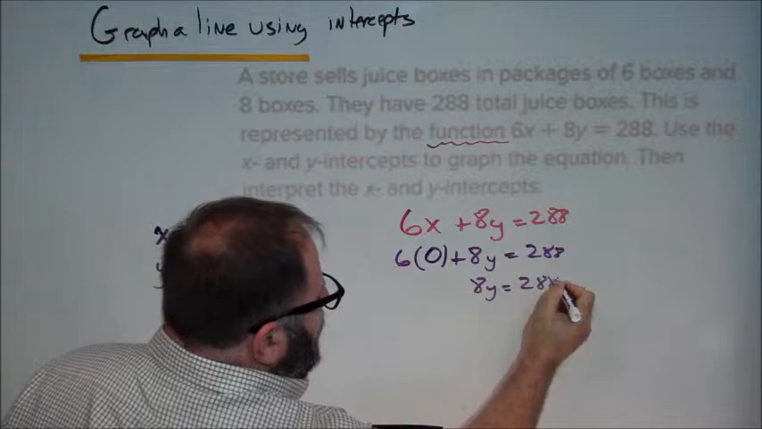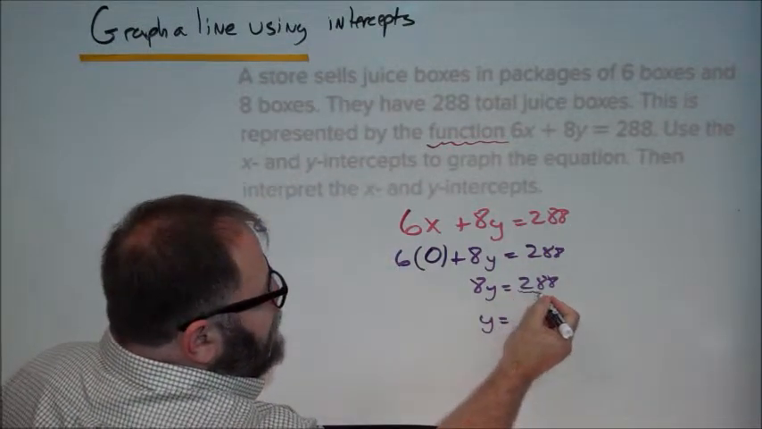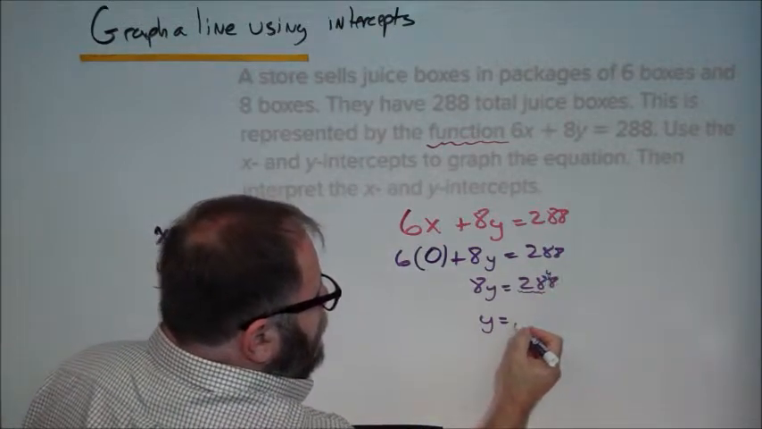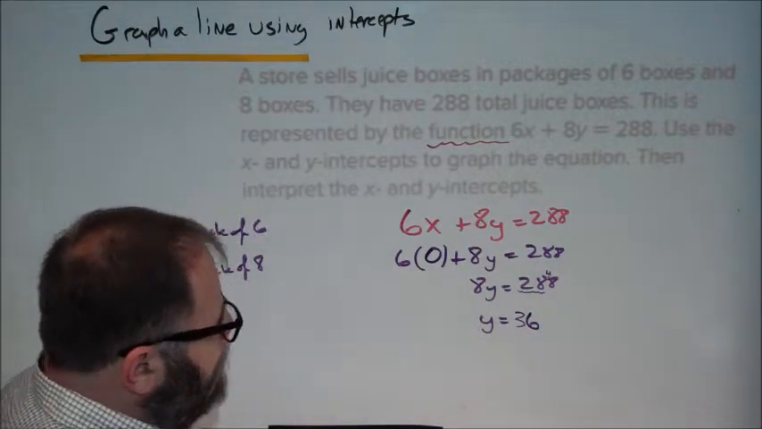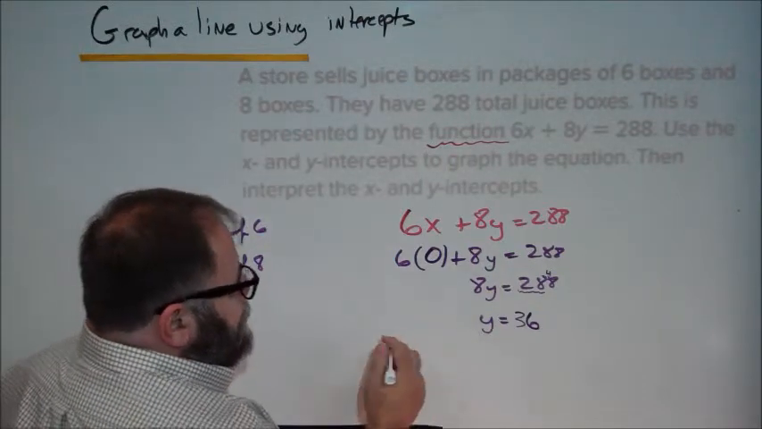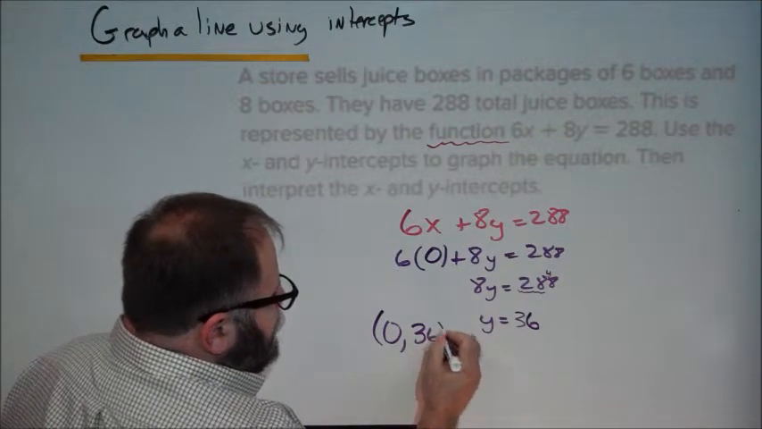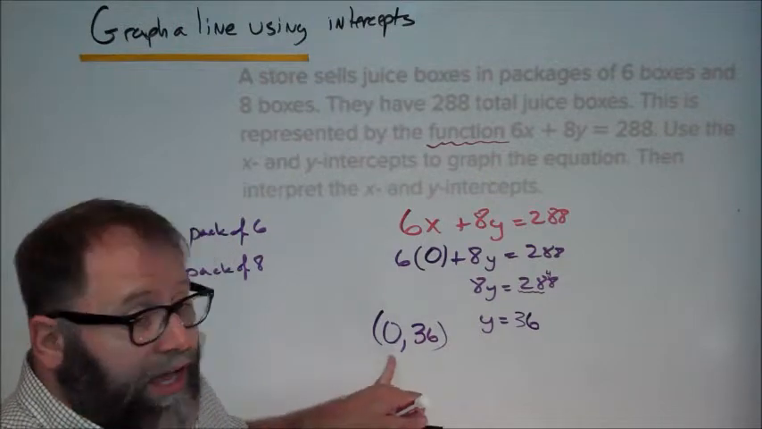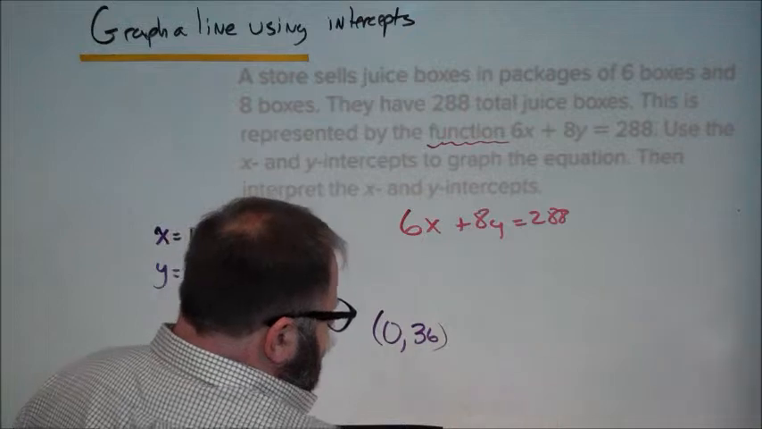8y equals 288, y equals, 8 goes into 28 3 times for 24 with 4 remaining. 8 goes into 48 6 times, right? 8 times 6 is 48, yeah, okay. So that means we have one point that is 0, 36. That's one of our intercepts. That's our y-intercept because x is 0. Now let's figure it out the other way. Let's figure out what the x-intercept is.